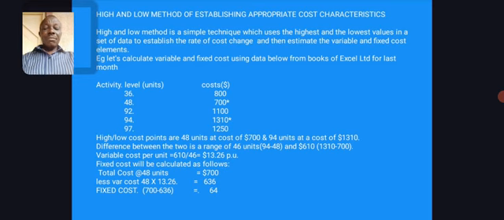Now, to establish the variable cost per unit, you divide that value of 610 by 46 units. And that will give us, as you can see here, $13.26 per unit. So that is the variable cost element there.